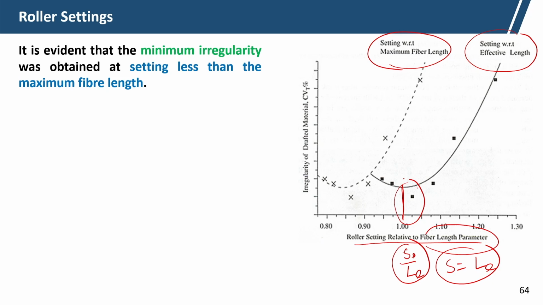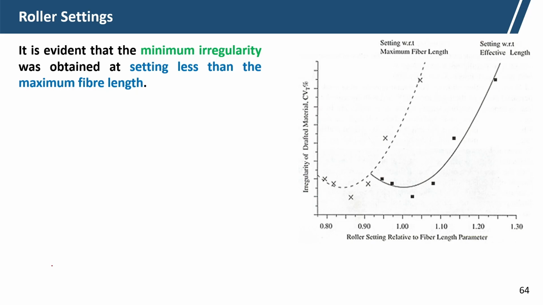If S is equal to the effective length, the roller setting will be lower, but if it is a little bit more than the effective length, then we will get the minimum irregularity. This is the irregularity curve. That is why we set the roller setting based on the effective length L plus a little bit more than that. That will result in the minimum irregularity.